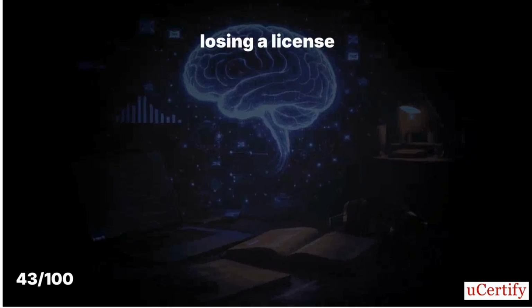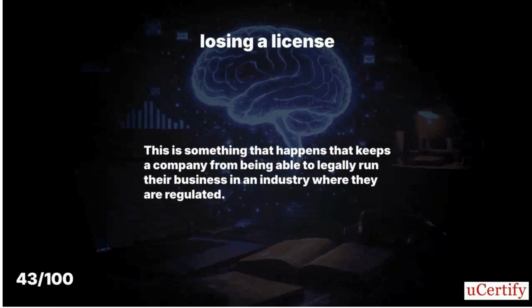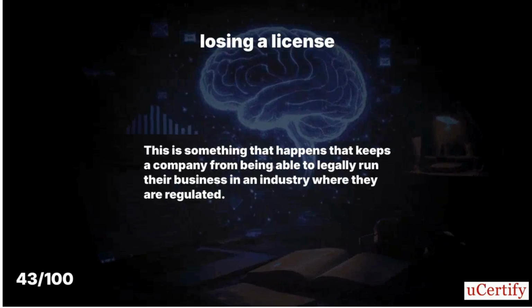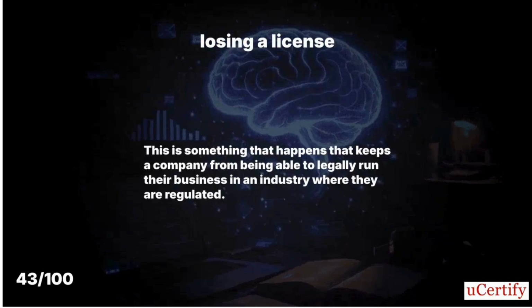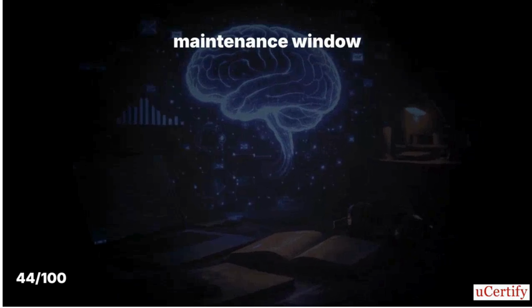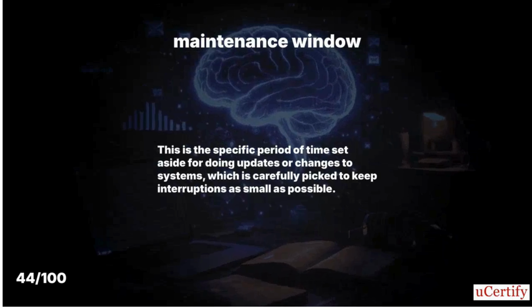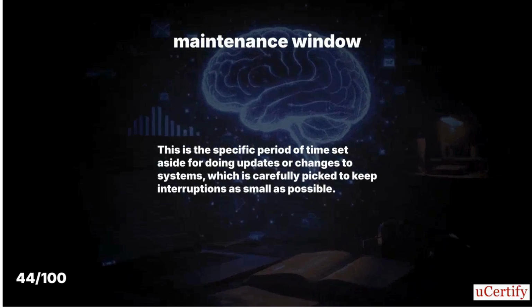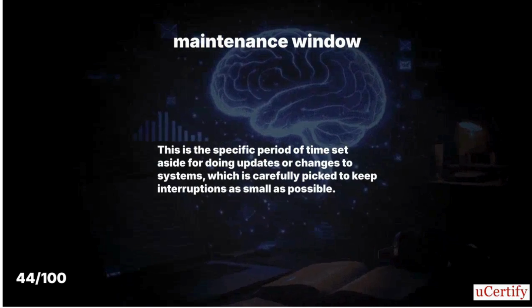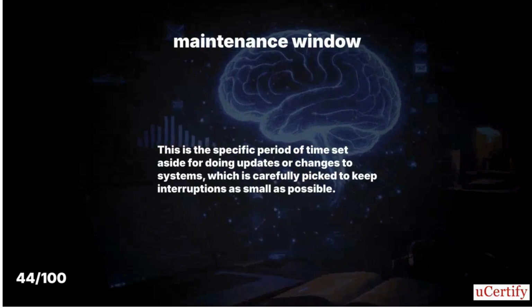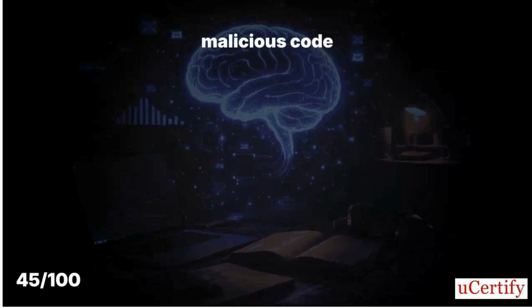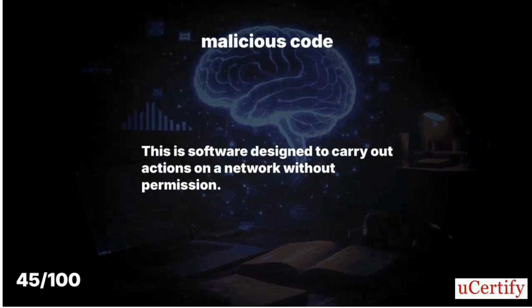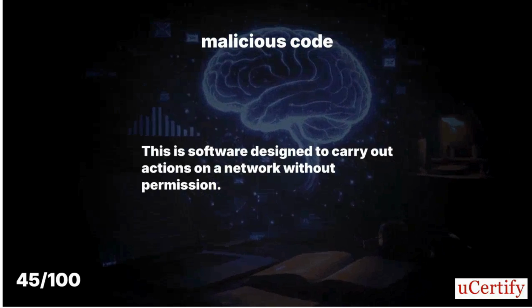This is something that happens that keeps a company from being able to legally run their business in an industry where they are regulated. This is the specific period of time set aside for doing updates or changes to systems, which is carefully picked to keep interruptions as small as possible. Malicious code. This is software designed to carry out actions on a network without permission.